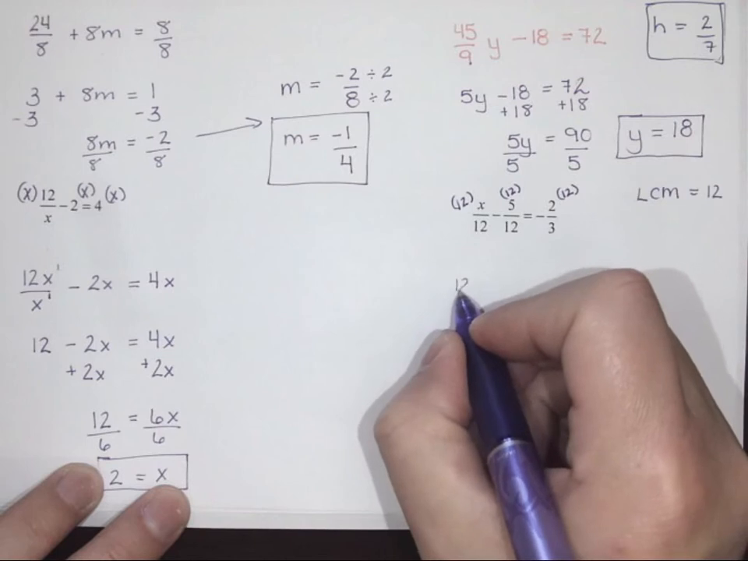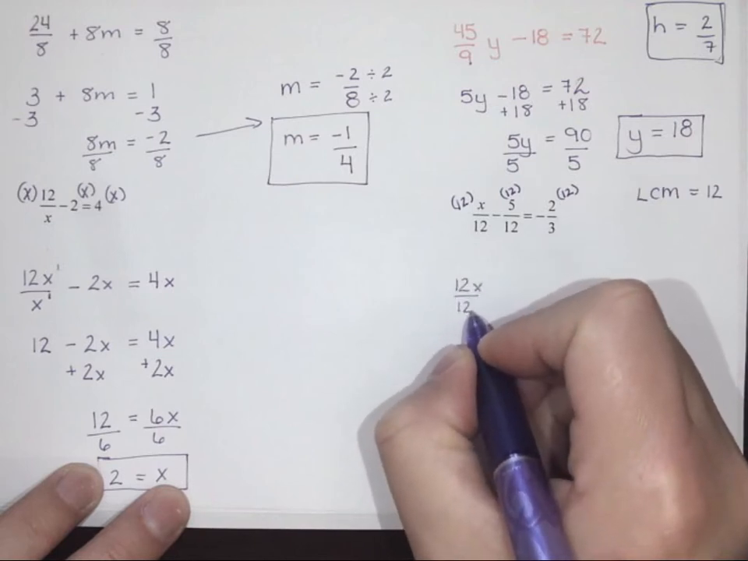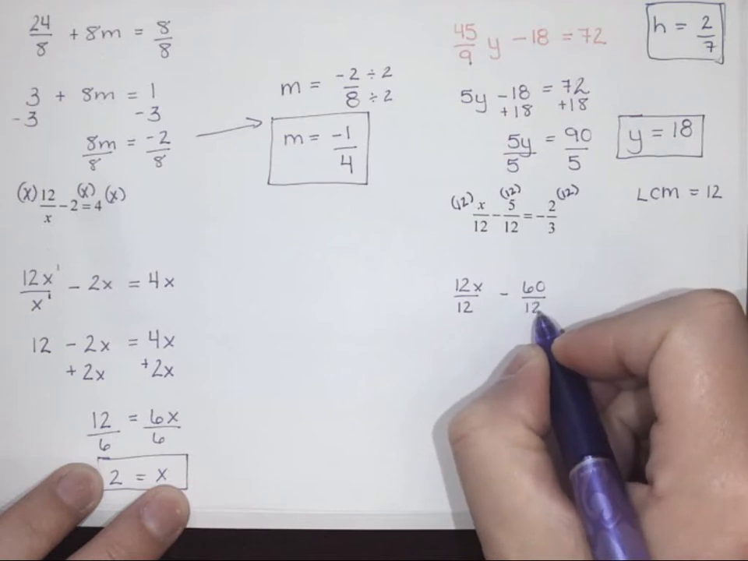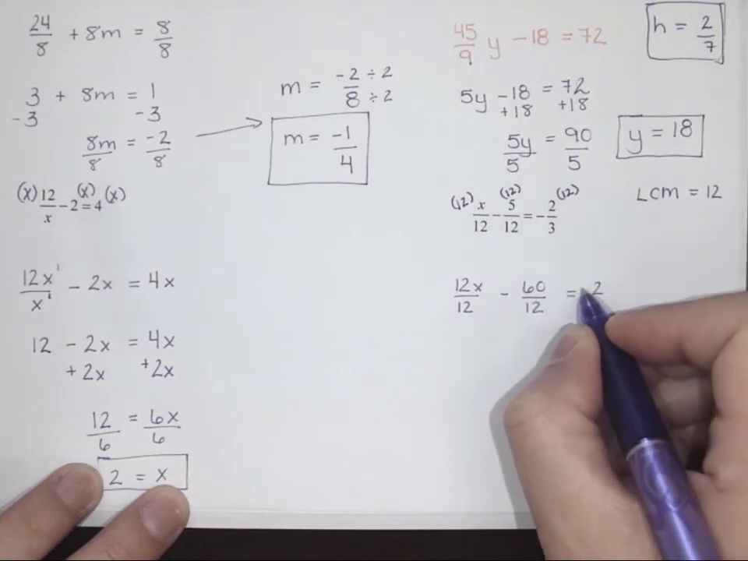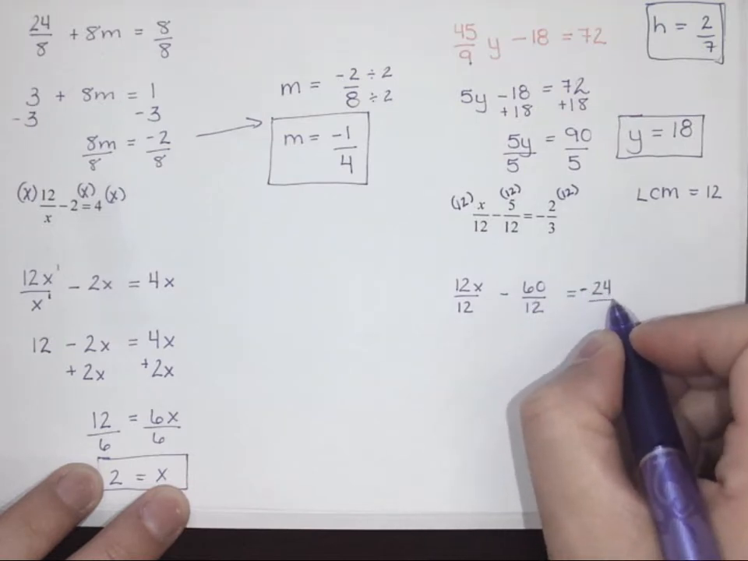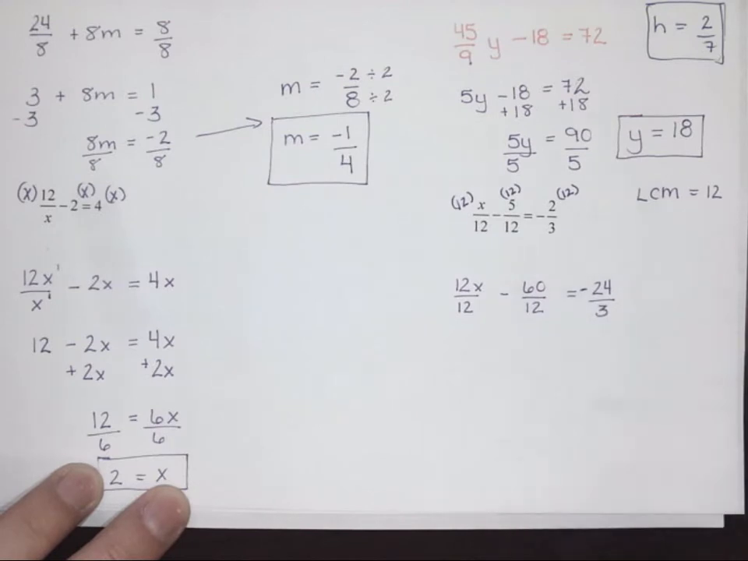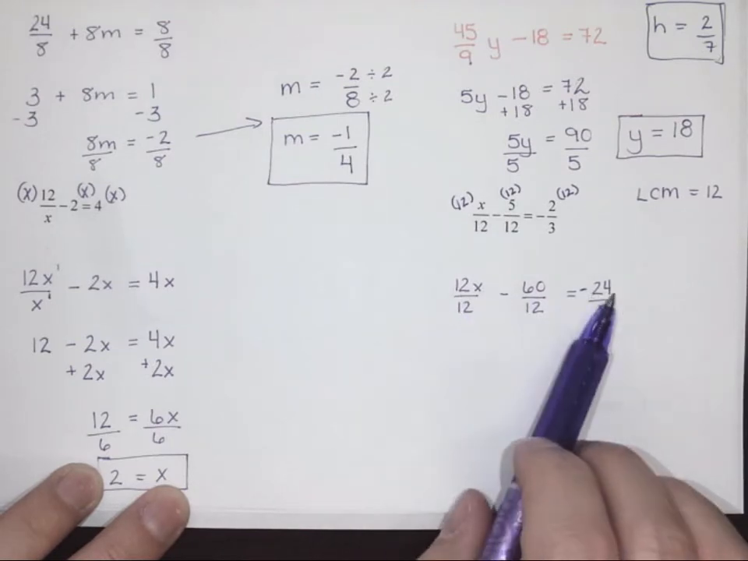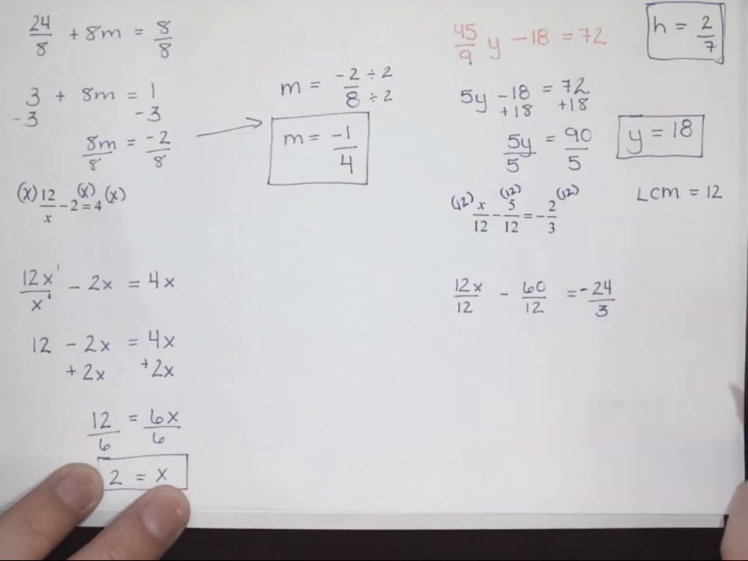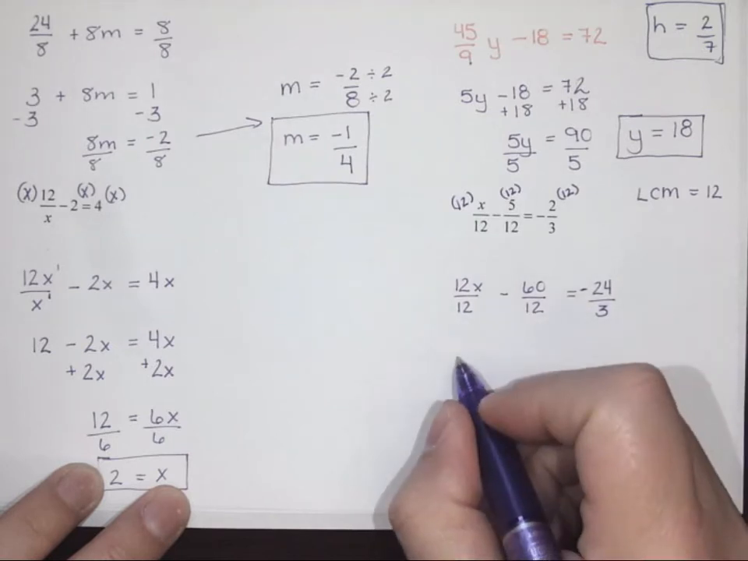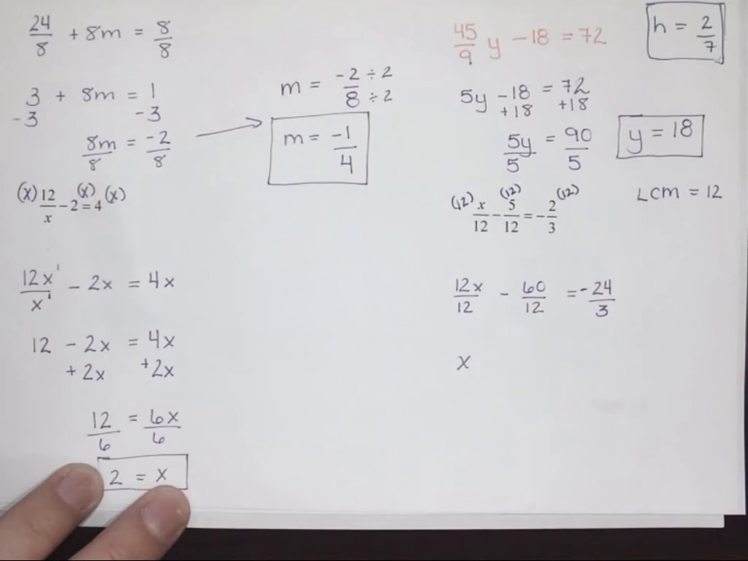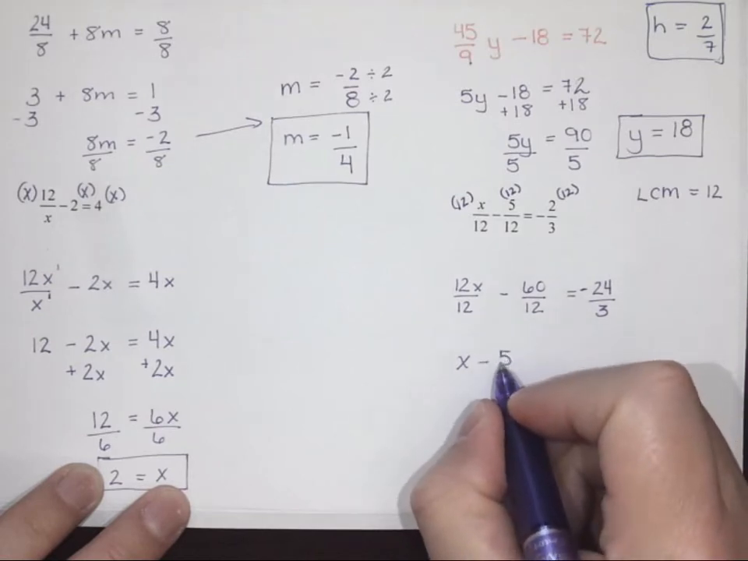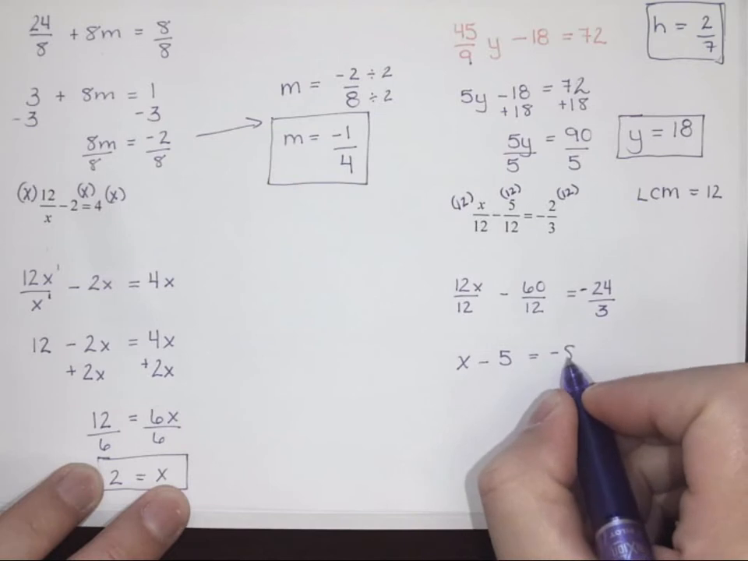So I'm going to have 12x over 12 minus 60 over 12 equals, ooh, there's a negative there, negative 24 over 3. So notice my denominators didn't change, but my numerators were multiplied by 12. All right, so now we're going to simplify. So this is going to be 1x, but I don't normally write the 1, so I'm just going to leave x. If you wrote the 1, that is fine. And this would be negative 8.